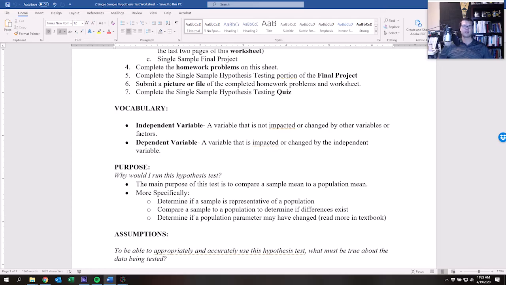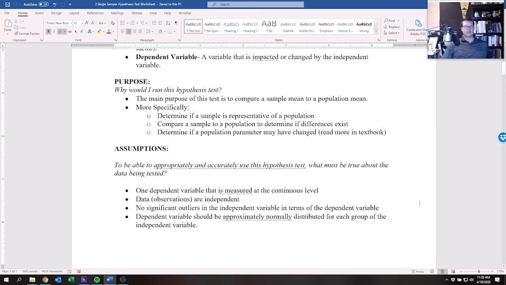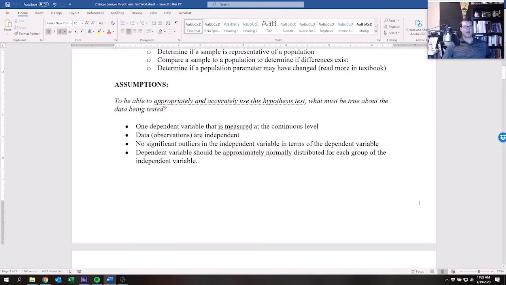So next, assumptions. Here are the assumptions, basically what needs to be true in order for you to be able to run a single sample test. First, you need to have one dependent variable that is measured at the continuous level. Like I was saying before, you've got a dependent variable that's measured at the continuous level.